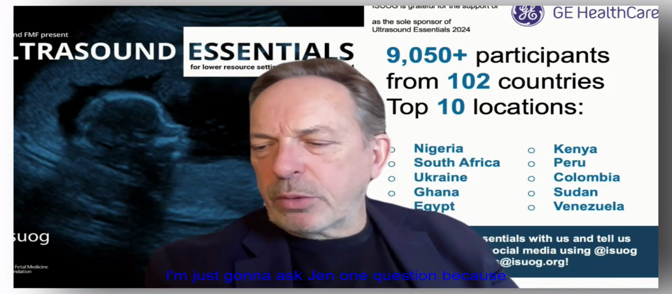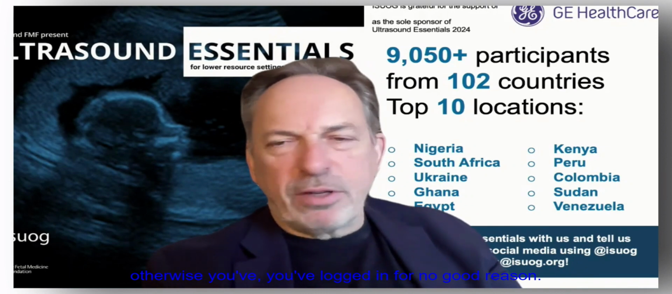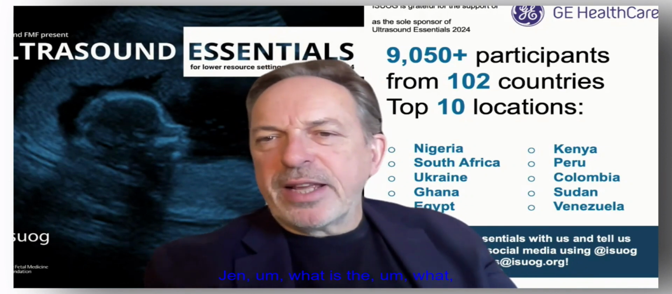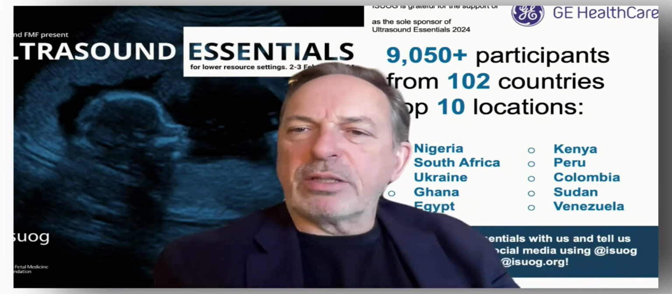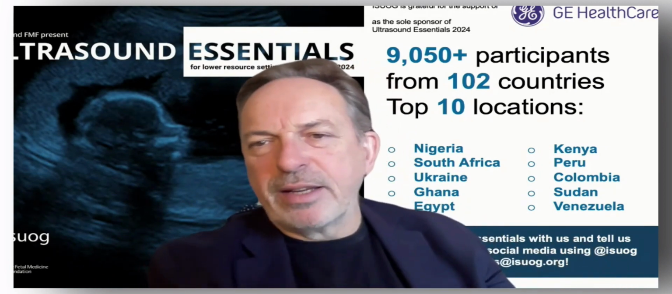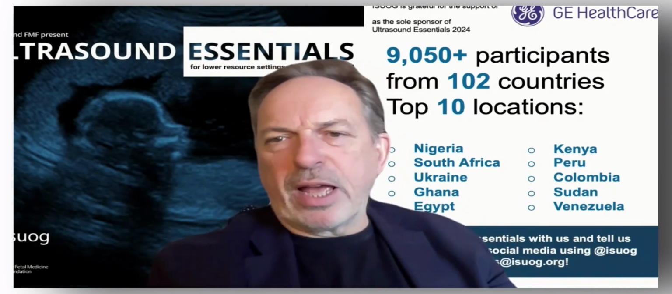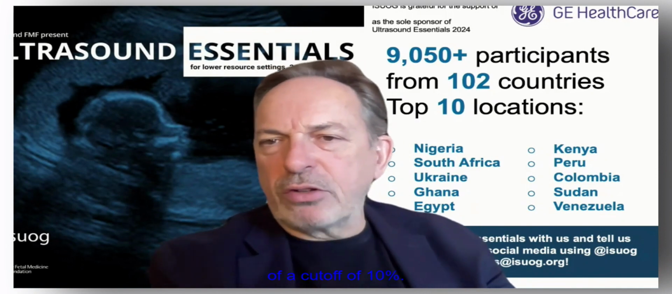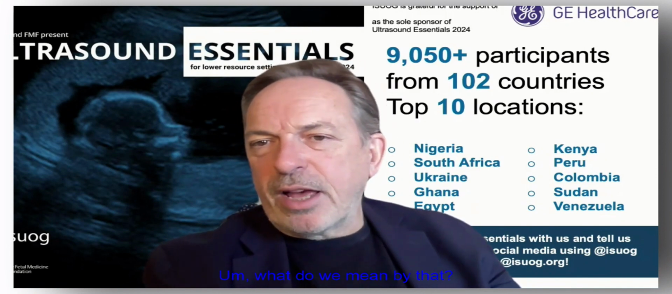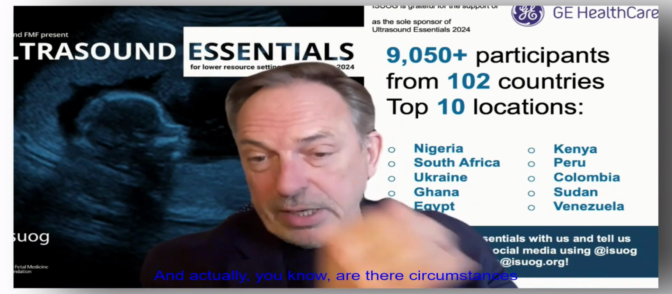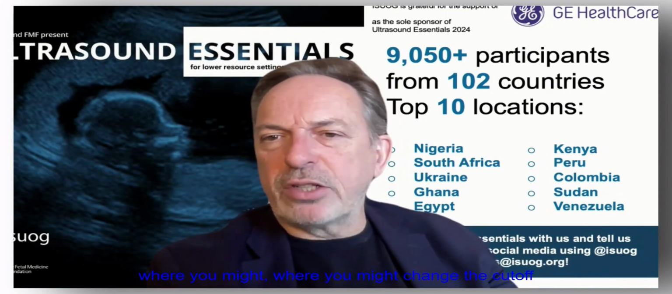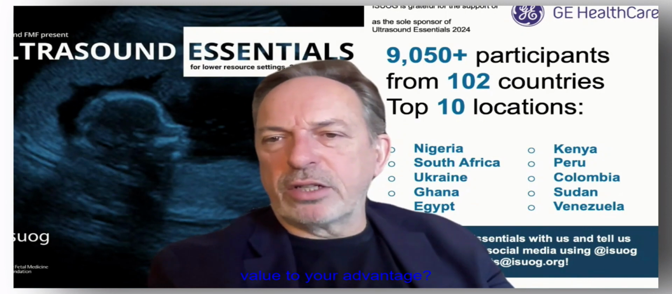I'm just going to ask Jen one question, because otherwise you've logged in for no good reason, Jen. Tell me something about cutoff values, because this is something I think people don't appreciate. You were talking, I guess, when you were defining malignancy, of a cutoff of 10%. What do we mean by that? And are there circumstances where you might change the cutoff value to your advantage?